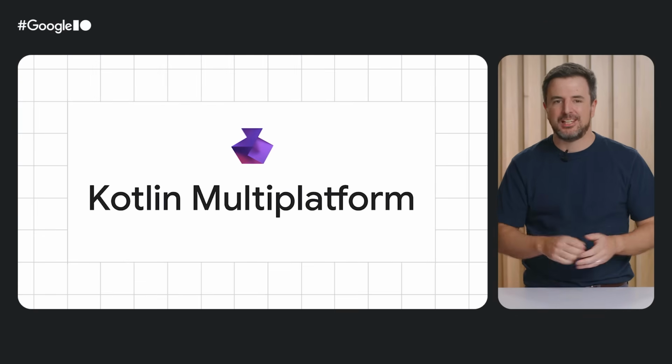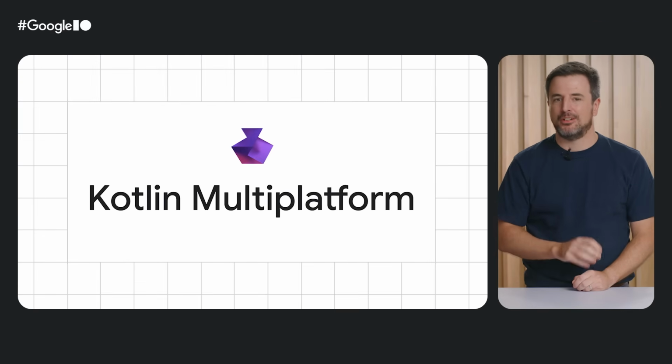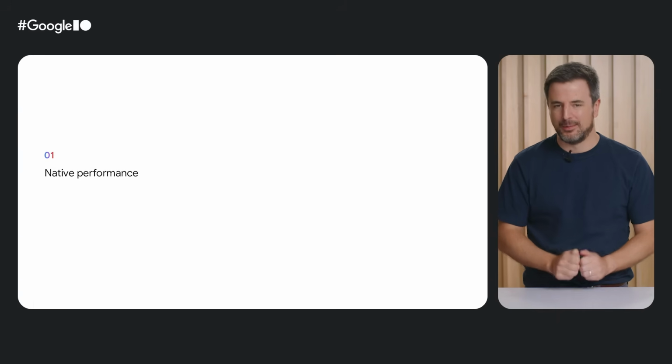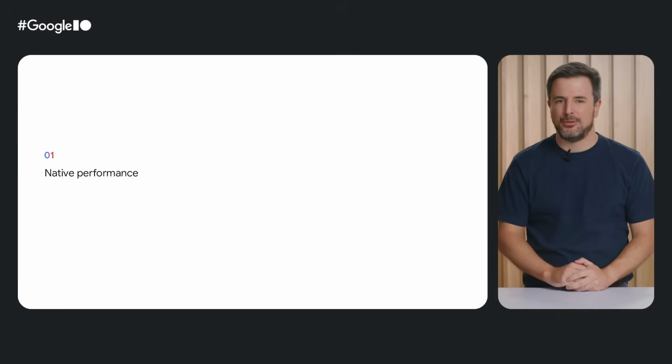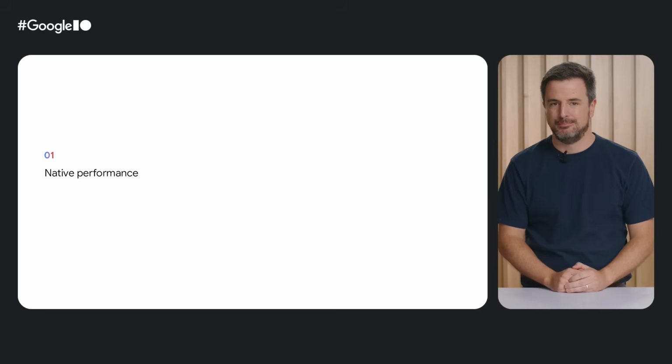Let's jump right in. Kotlin Multiplatform, or KMP for short, is a feature of Kotlin that allows you to share your Kotlin code across multiple platforms. KMP brings native performance. There is no virtual machine layer between your code and the native platform. It's compiling down into native code.